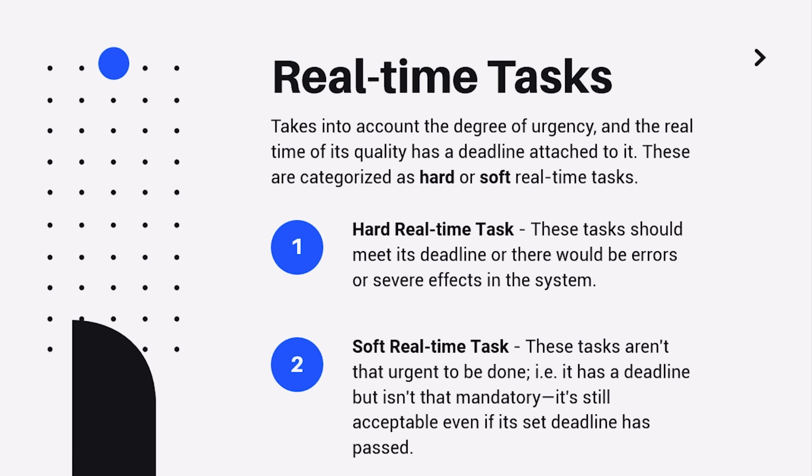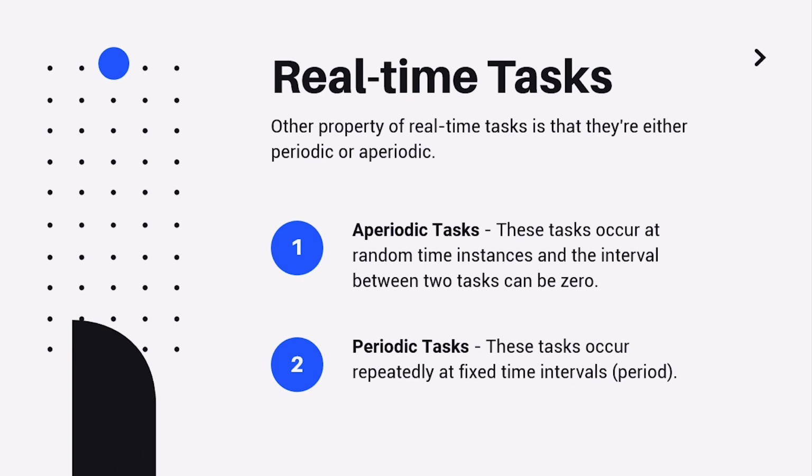Aside from being a soft task or a hard task, real-time tasks can be categorized as either periodic or aperiodic. Aperiodic tasks happen at random times and there might be no intervals between tasks. That is, the time is zero. They have soft deadlines and are not controlled by interrupts, and generally include the soft real-time tasks only. One example can be the filling up of activity logs.